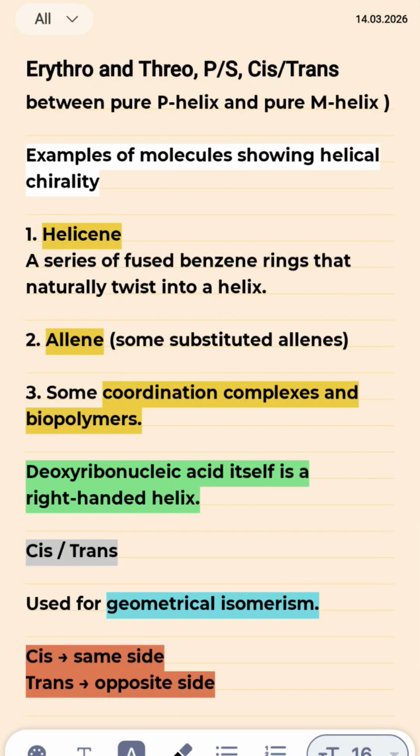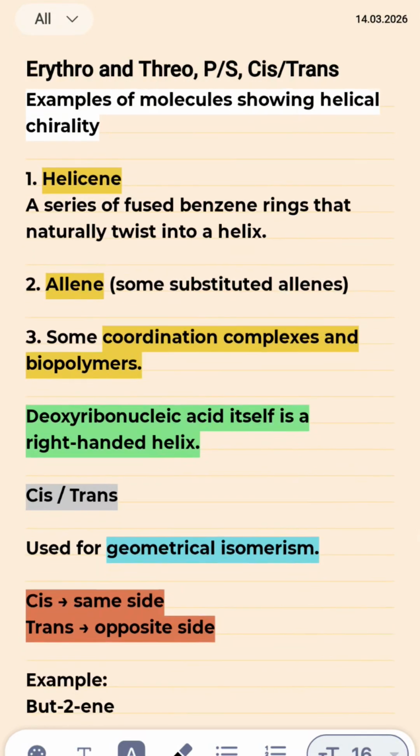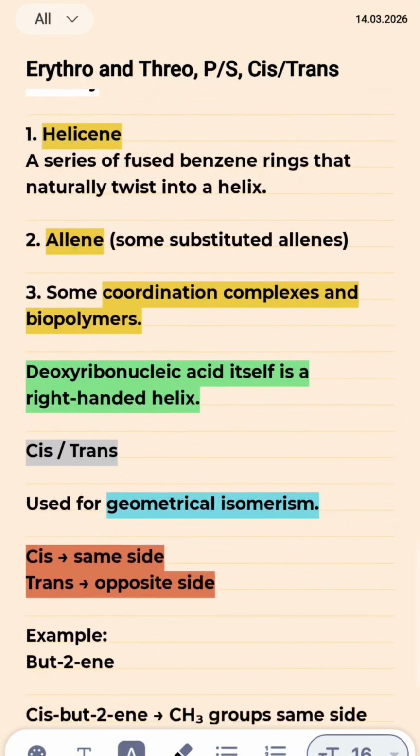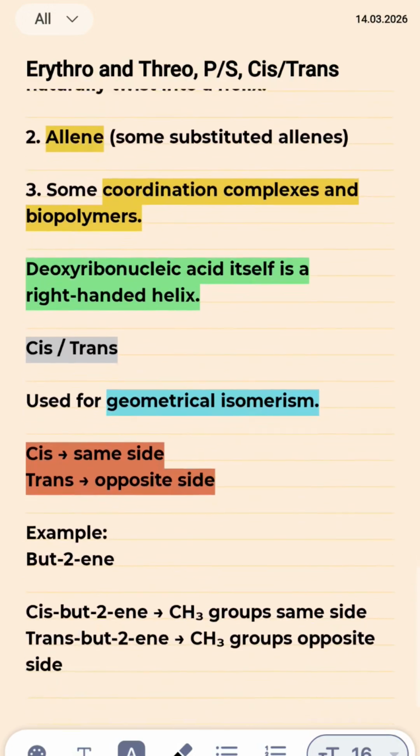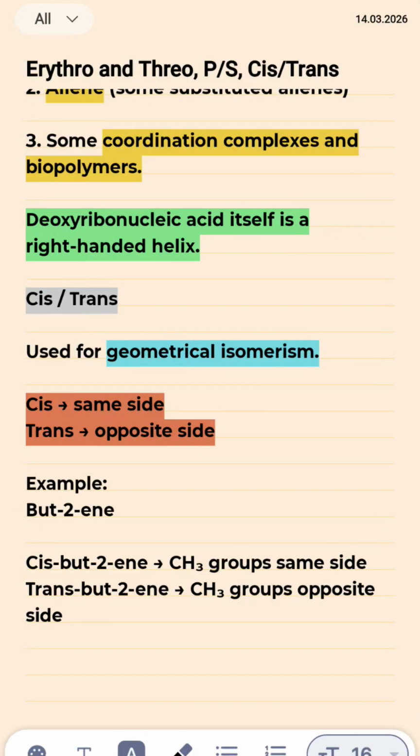Examples of molecules showing helical chirality. Helicene is one such, a series of fused benzene rings that naturally twist into a helix because of the structure. Where does it occur? It occurs in pharmacokinetics and medicines, where the structures of the compounds present have n number of benzene rings fused to each other. Then the allene system, or substituted allene system, where you have adjacent C double bonded C systems attached to it. Or coordination complexes and biopolymers.